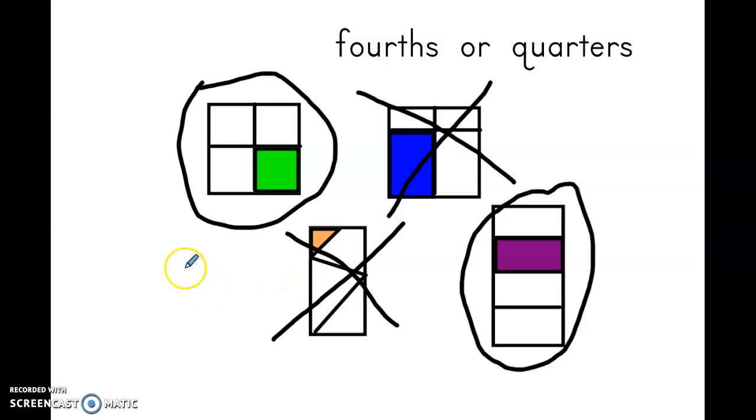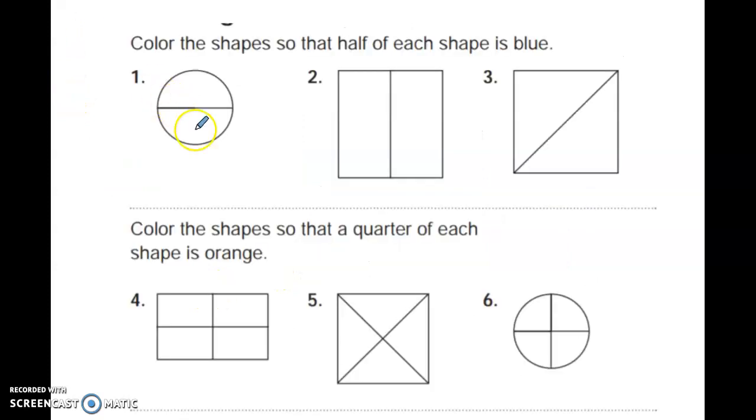Today for your Seesaw activity, you'll have one page that looks like this, and you'll just follow the directions above. It says color the shape so that half of each shape is blue. So you can use your pen tool and choose blue to color in one half of each of those shapes. And then down here, you will color in one fourth of each shape using your pen tool, and you can select orange. It doesn't matter which part you shade, as long as it's one fourth out of the whole.